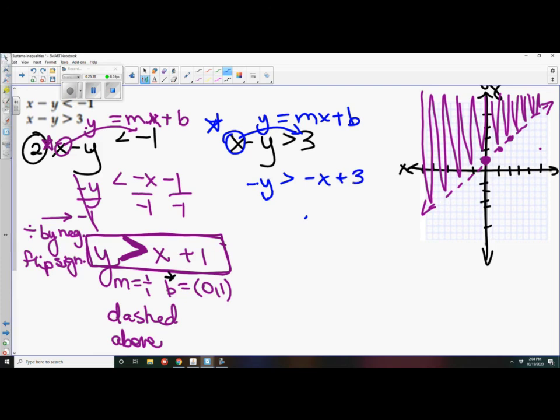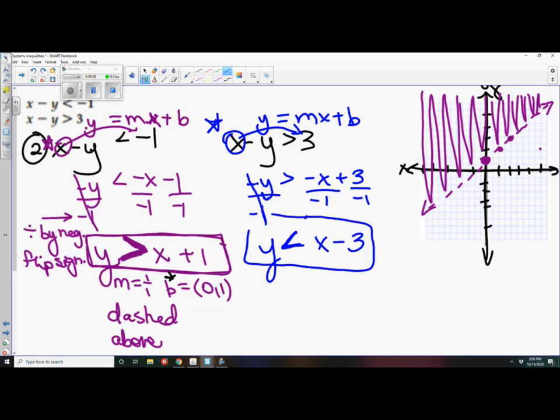Alright, last step is solve for y. You got divided by negative 1 here. And negative 1's cancel, and y is going to be less than. Very good. We flip that symbol again because we divided by another negative 1. So that symbol flips. We know negative 1 over negative 1 makes a positive 1x. 3 divided by negative 1 gives us negative 3. And we're all good. This is the new inequality we use to graph.